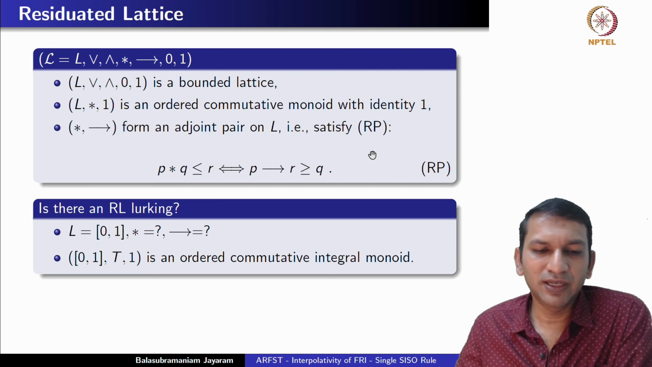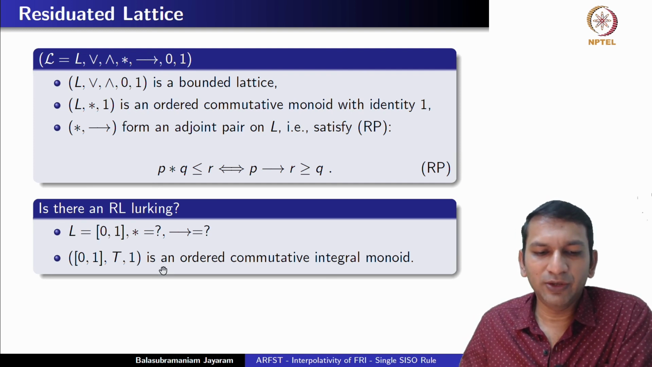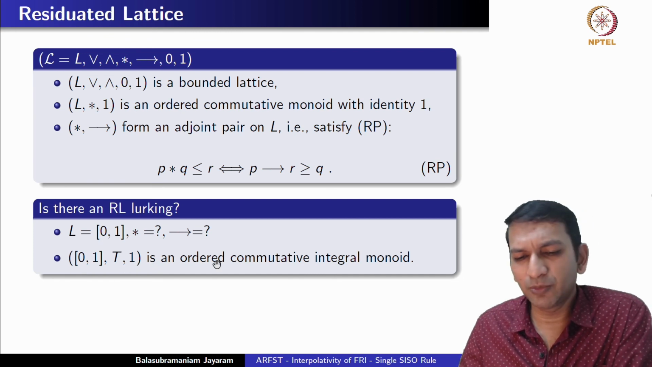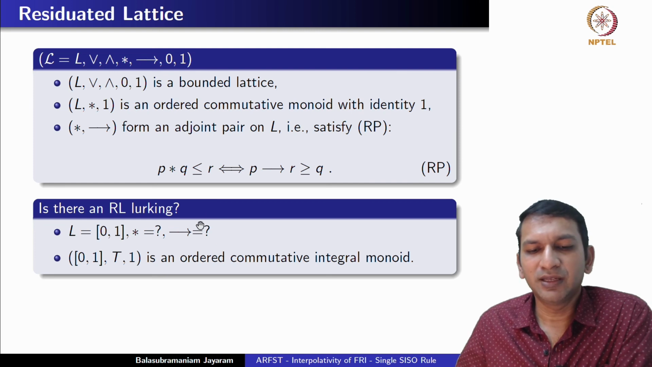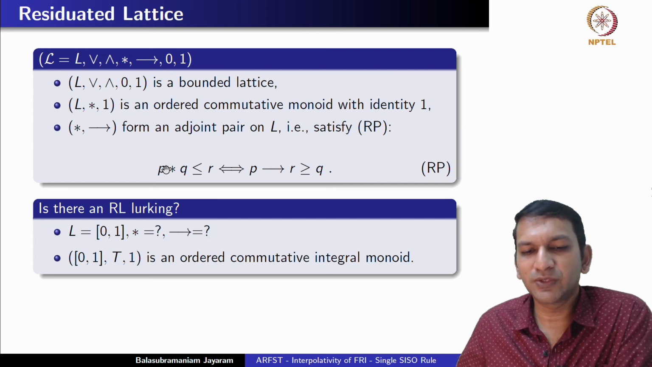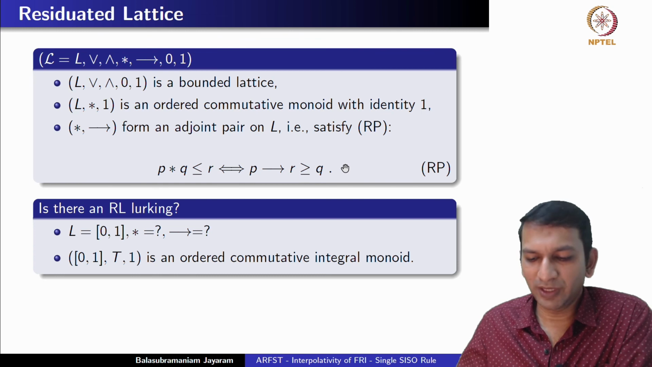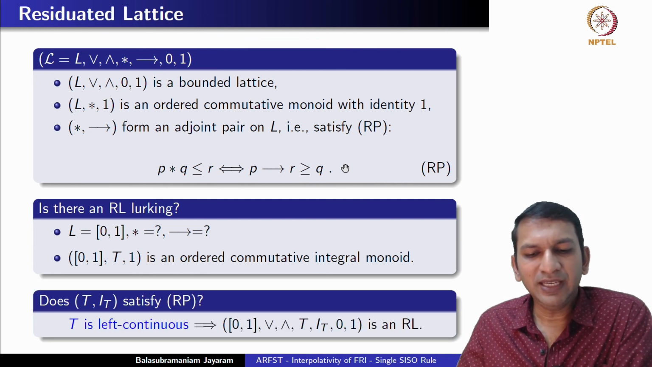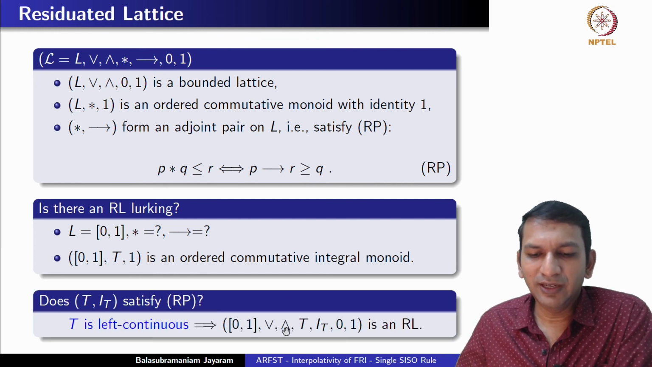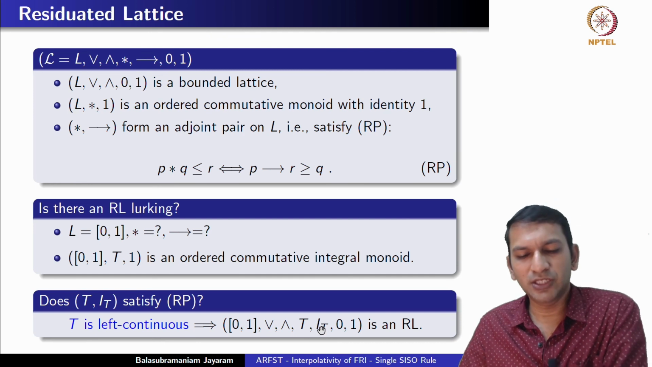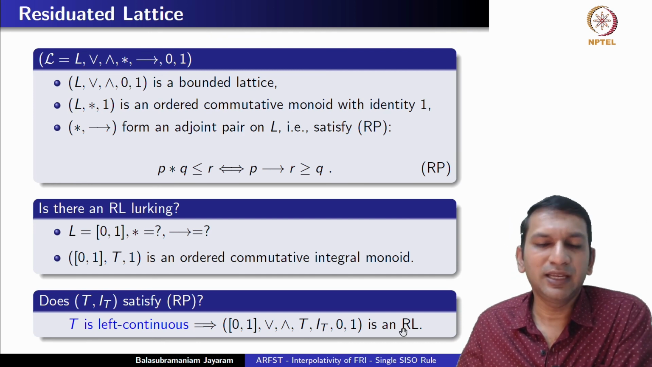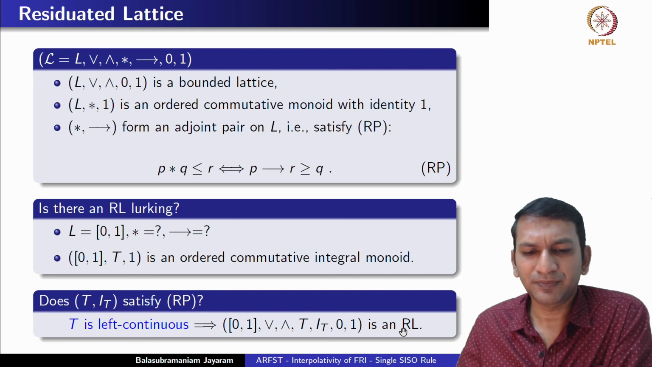It was clear to us earlier too that if you consider the T-norm T on [0, 1], then in fact this structure is an ordered commutative integral monoid. It is only a question of obtaining a corresponding arrow operation which will satisfy this adjointness property, and we have seen that if T is left continuous, this structure, where this arrow is given by the residual of the corresponding T-norm, is in fact a residuated lattice.